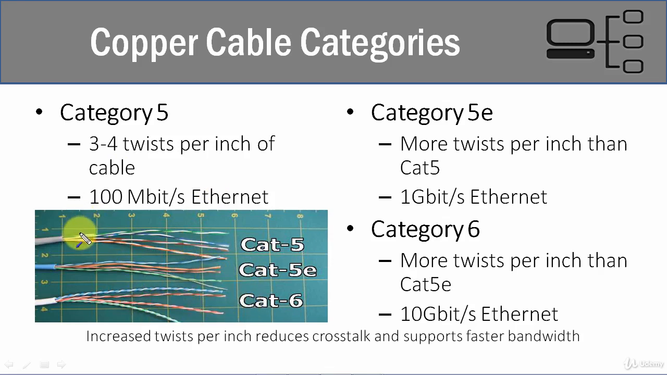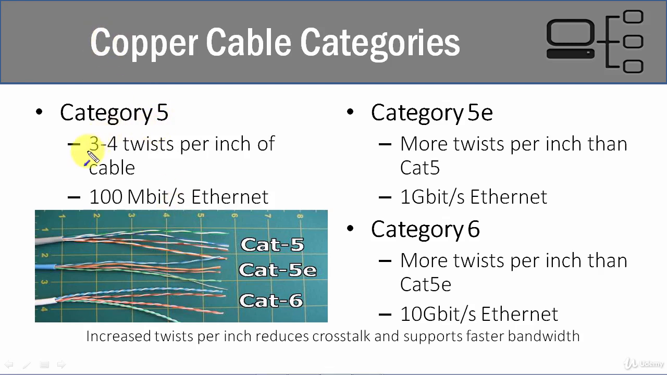Now, I do have this image as a full screen on the next slide, but if we take a look, the cabling here is the exact same. However, the only difference is the number of twists per cable. And so the more twists you have, the faster speed it supports, the less signal emanation it has, the less EMI it has, the less crosstalk it has. And so the speeds that it supports are much higher.